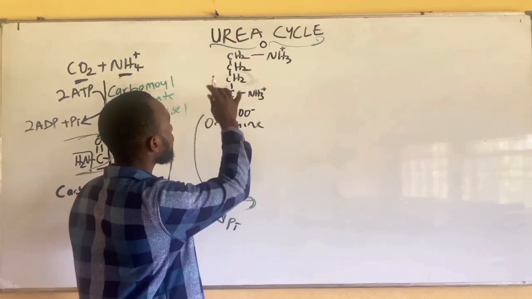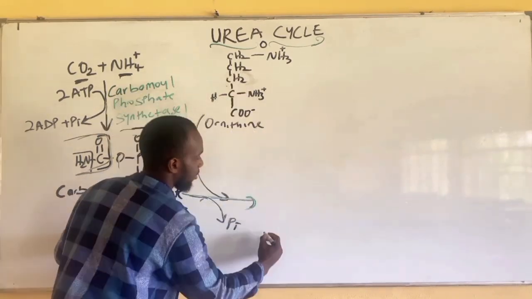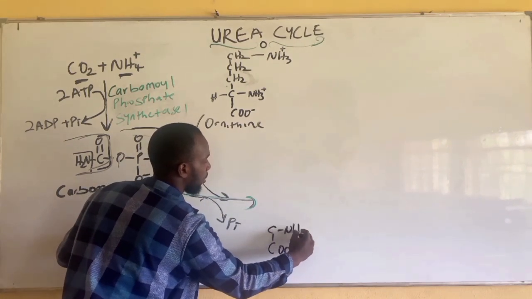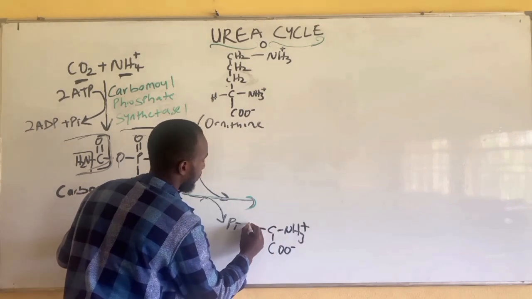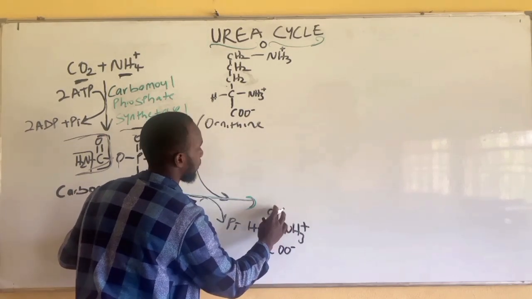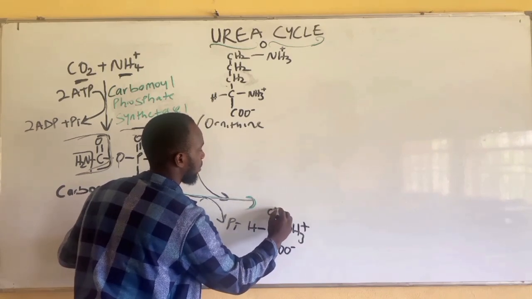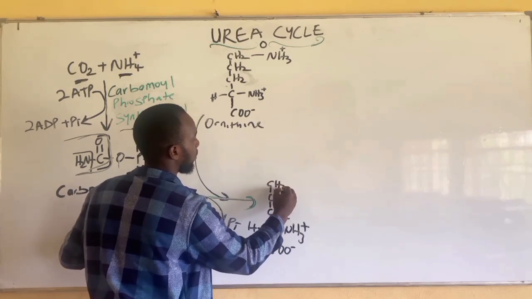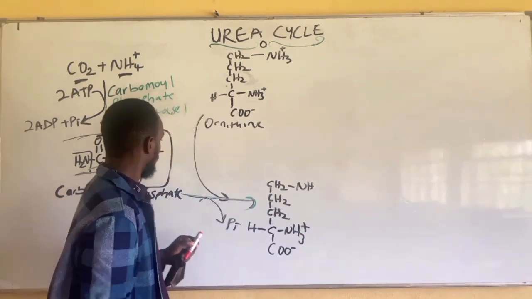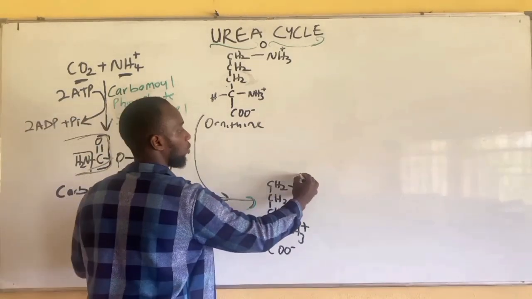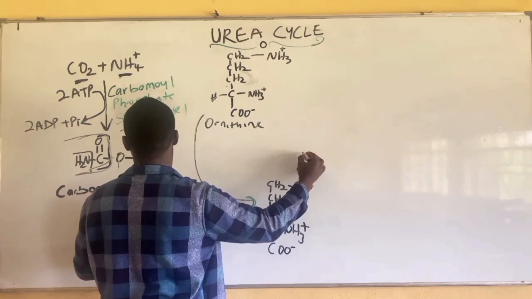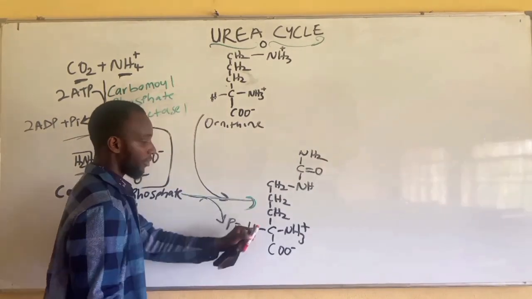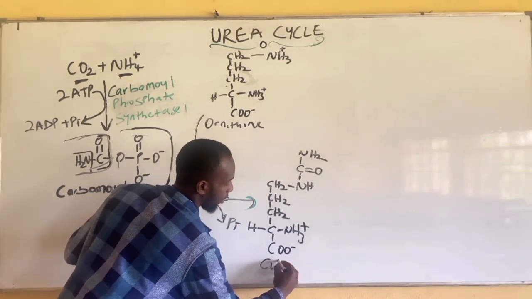Okay, so writing it out, we write all these things. COO minus, CNH. Here's what happens. This part will go on top of here. So this right here is what we call citrulline.